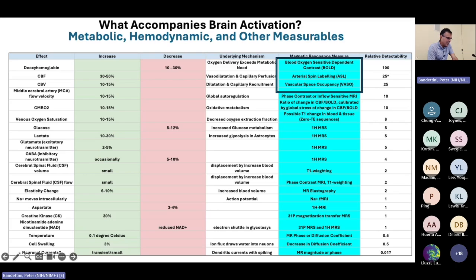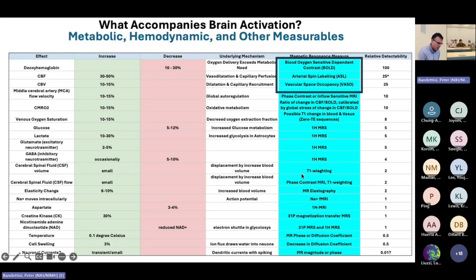Others are looking at cerebral spinal fluid flux. That's sort of a new hot topic, the idea of looking at the glymphatic system that flushes out the brain when you're sleeping. But another idea is that with brain activation, the CSF has to go somewhere. There's an increase in blood volume, and tissue is pretty incompressible in the brain, so it pushes out the CSF in the areas that are active. And there are some groups that have noticed this. It's something I think is worth exploring.